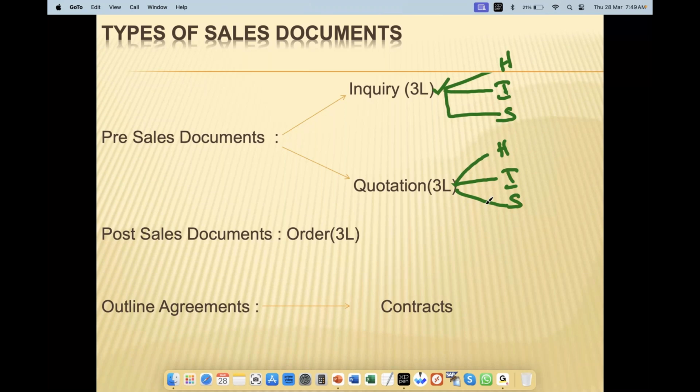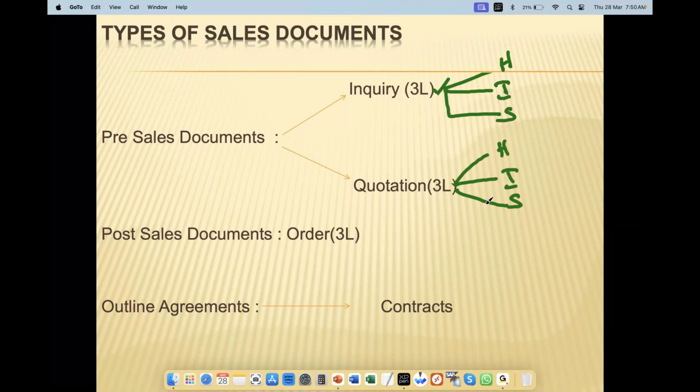Quotation acts like a legal bound document, because every quotation expresses an offer or a price or a scheme which cannot be lifetime valid, right? So a quotation is like a legal bound document which is valid for a duration.